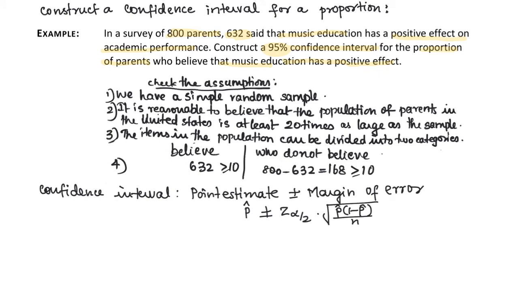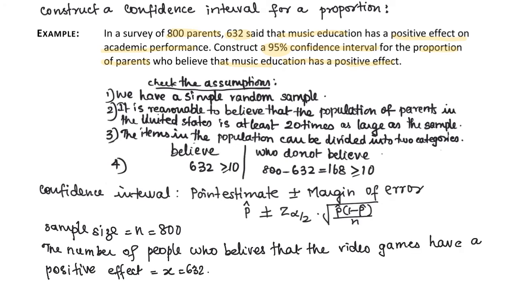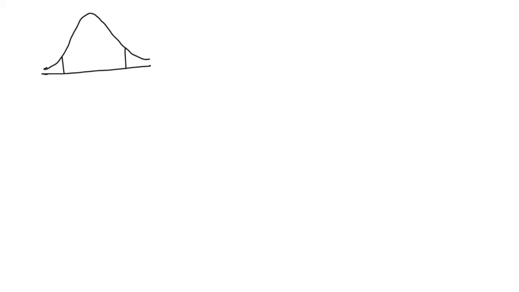Now let's see what things are given and what we need to find out. The sample size is n, that is equal to 800, and the number of who believe that video games have a positive effect is x, that is equal to 632. P hat is x divided by n. So if you look at the formula, we know p hat now and we know n, but we need to find out the critical value. So we need to find the critical value for a 95% confidence interval.